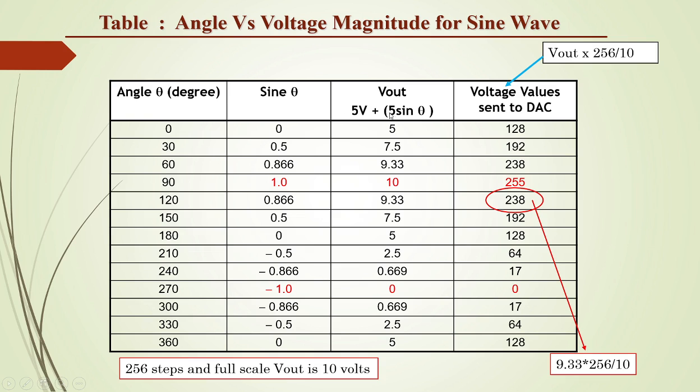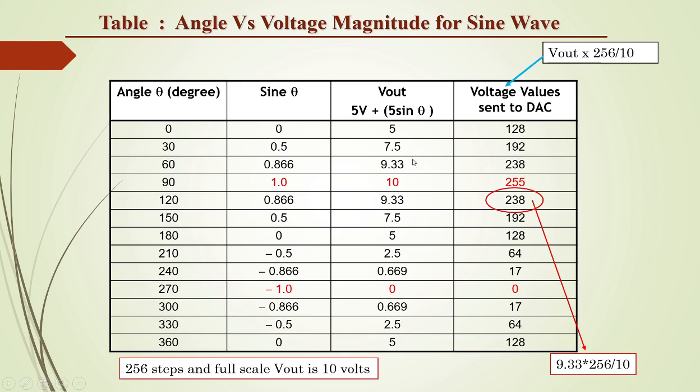So 5 volt plus 5 into sine theta for these particular angles, and we have calculated the V out. Now the values which we have to give to the DAC to generate a sine wave can be calculated using the formula V out into 256 divided by 10. For example, this 238 is calculated here: the V out is 9.33 into 256 divided by 10. So we get 238.